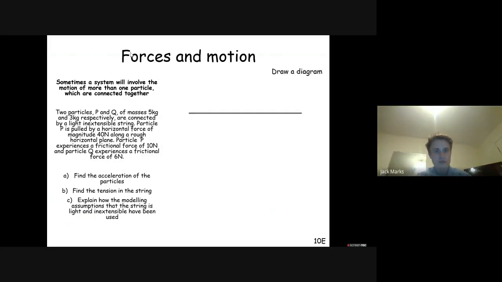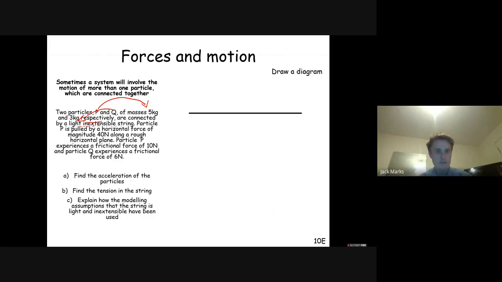Let's do an example. Two particles, P and Q, of masses 5 and 3 respectively. Respectively means the first letter is the first one, and the second letter is the second one. So P is 5 kg, Q is 3 kg. They're connected by a light inextensible string, like we did before.